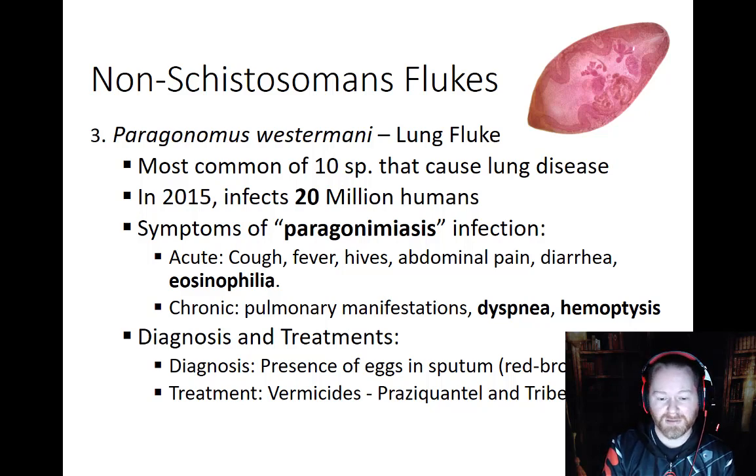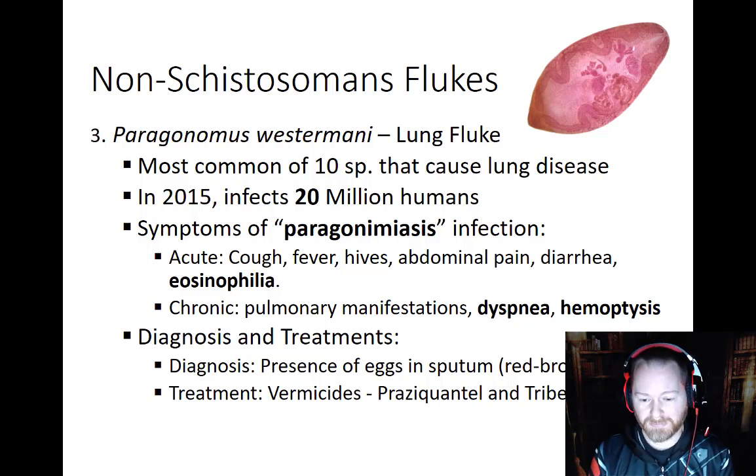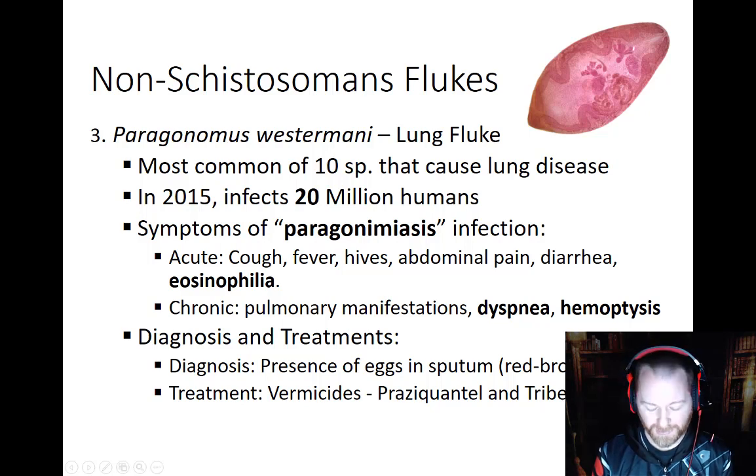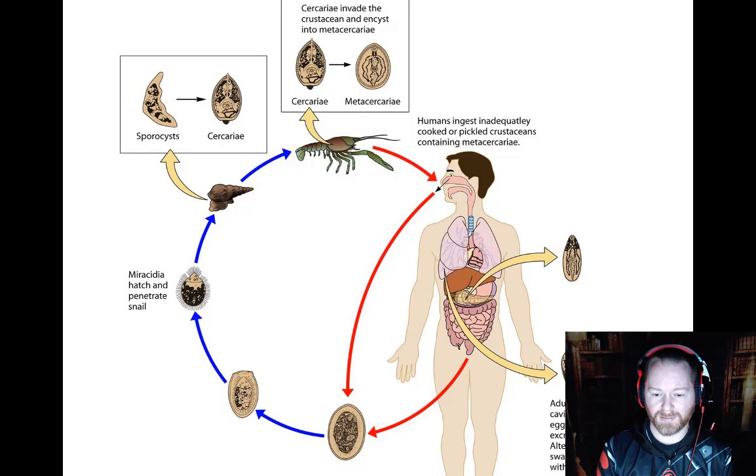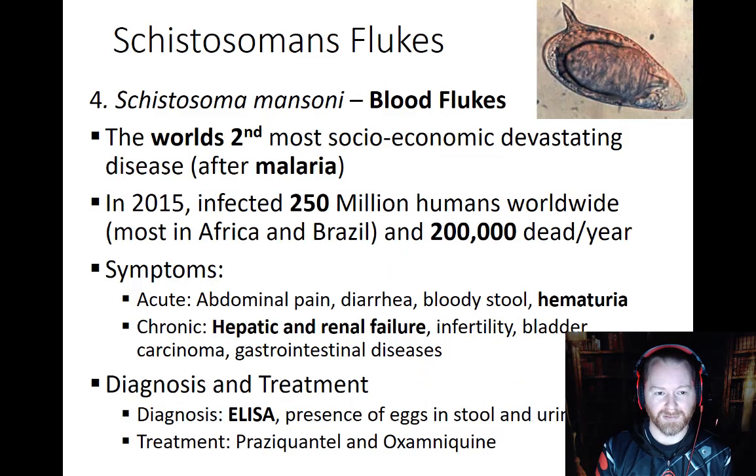The treatments are the same thing, those 2 vermicides that we've looked at before. So again, just give somebody these 2 types of vermicides, and you're curing them for a lot of different things already. So that's the lung fluke. And here's how this guy is moved around. You can see all kinds of fun things go on there, but we don't want that guy in our lungs.